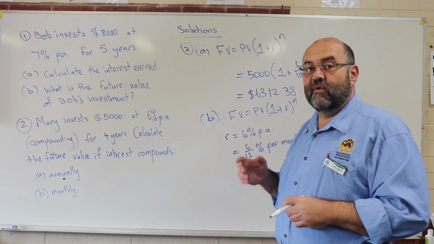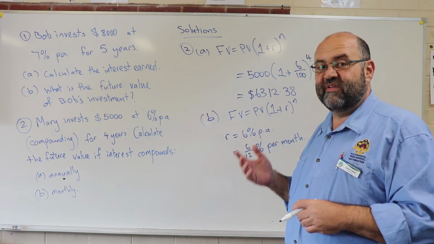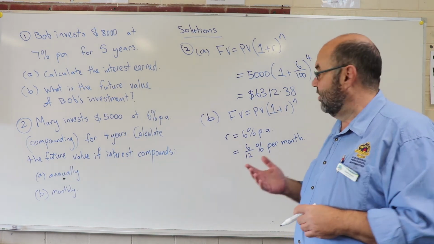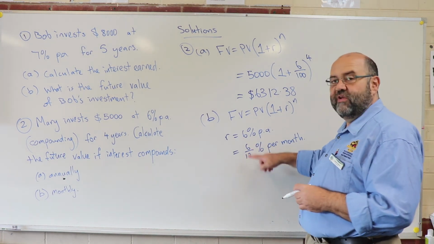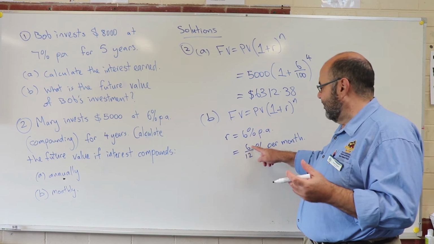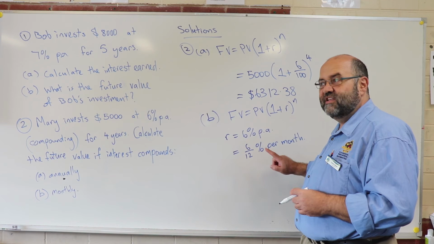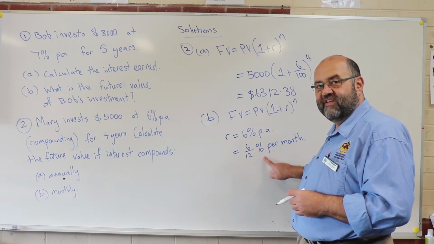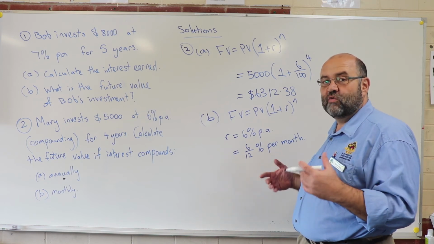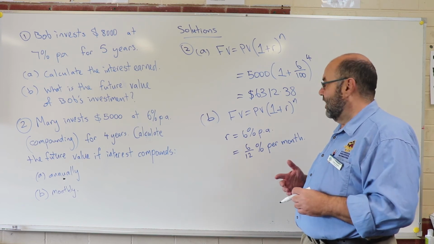Now remember, my interest rate cannot be a percentage. It's got to be a fraction or a decimal. And you're sitting there saying, oh, Mr. Obeid, that already is a fraction. Well, that is a fraction, but it's still a percentage. The percentage sign is still there. I need to change this percentage into a fraction or a decimal.